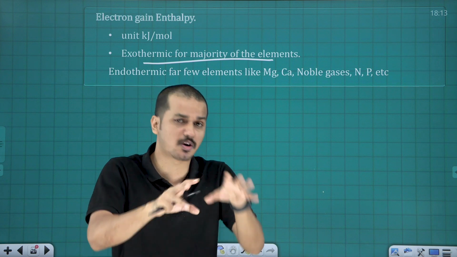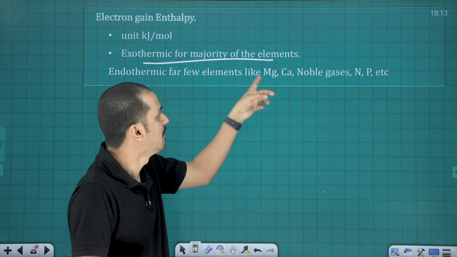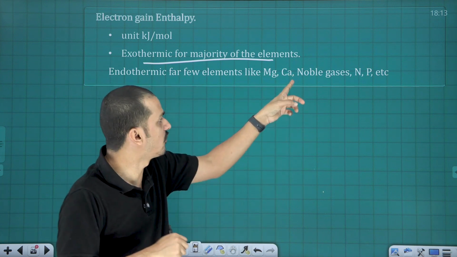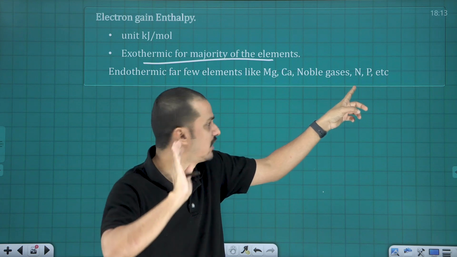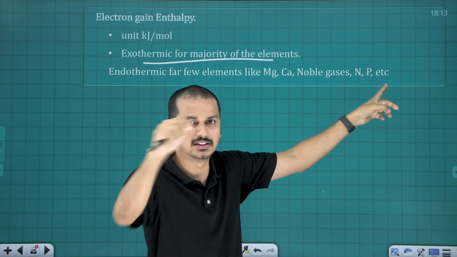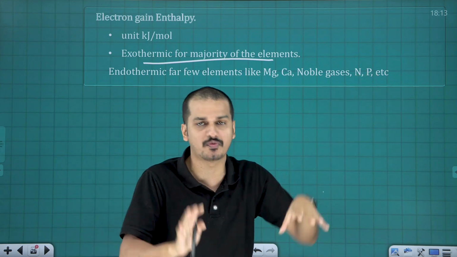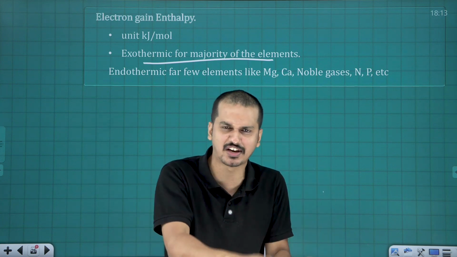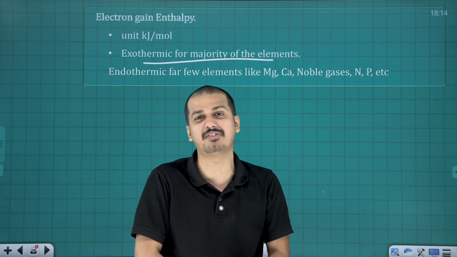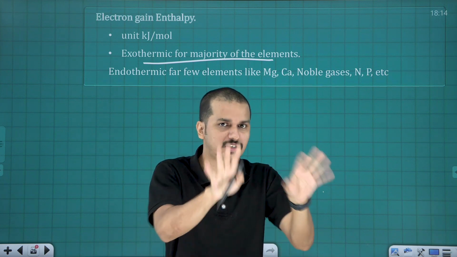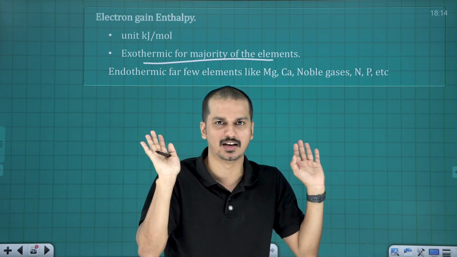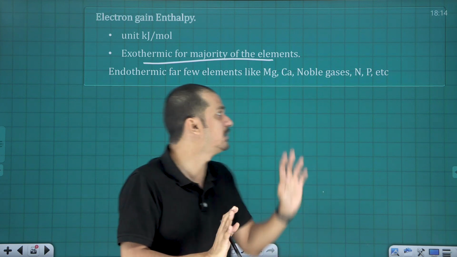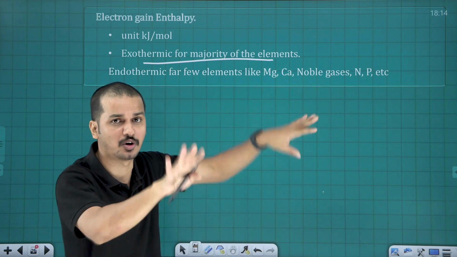In their case, they already have a stable configuration, because magnesium, calcium, etc. have an s2 configuration, a noble gas has a completely filled configuration, and nitrogen, phosphorus have a p3 configuration, meaning half-filled configuration, so they are highly stable. So adding one more electron will be difficult. That's why their delta HEG value is less negative or positive. Difficult to add means a positive value, that is endothermic in nature.